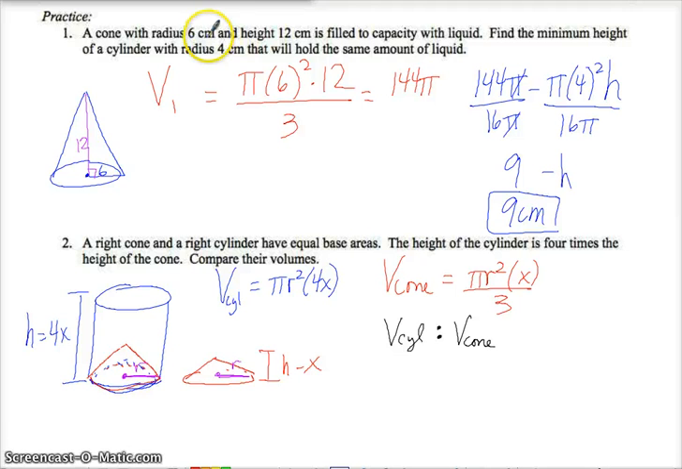So it says a cone with radius 6 centimeters and height 12 centimeters is filled to the capacity with liquid. Actually, this is upside down, because you wouldn't fill it looking like that. Or we could if we poured it in the top. Find the minimum height of a cylinder with radius 4 centimeters. So notice that radius is smaller. So we have a smaller base here, which means our height is going to be taller, right? It's going to be taller than this. Or is it, I guess? So we should figure this out. So a radius of 4 centimeters, that will hold the same amount of liquid.